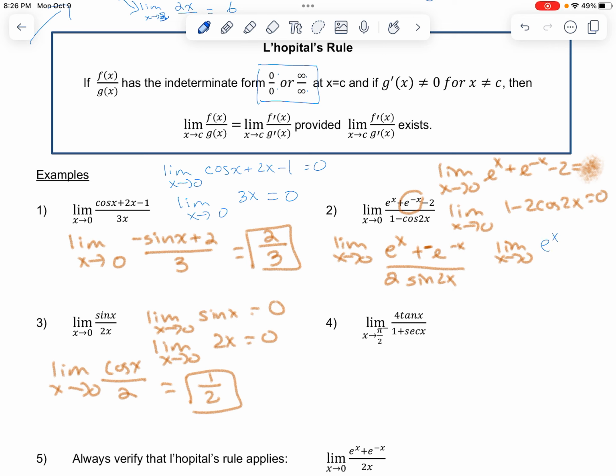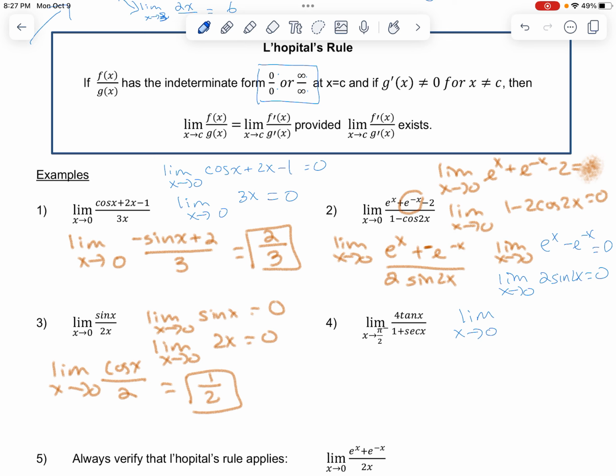It's e to the x minus e to the negative x. Notice I end up with 1 minus 1, which is 0. And then notice the bottom, if I plug in 0, sine of 0 is 0. Notice I get 0 over 0 again. So you can do L'Hopital's rule again. So you can do it as many times as you need to get to the correct limit, as long as you have 0 over 0, infinity over infinity. So I'm going to do L'Hopital's rule again.